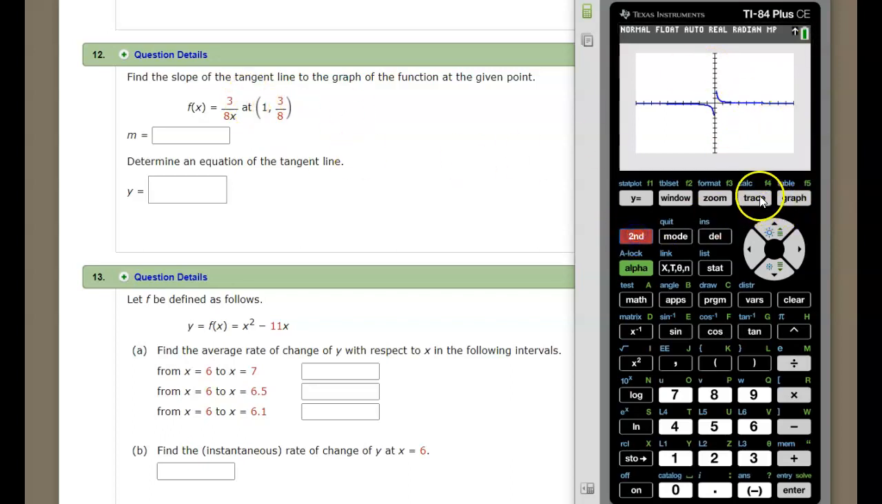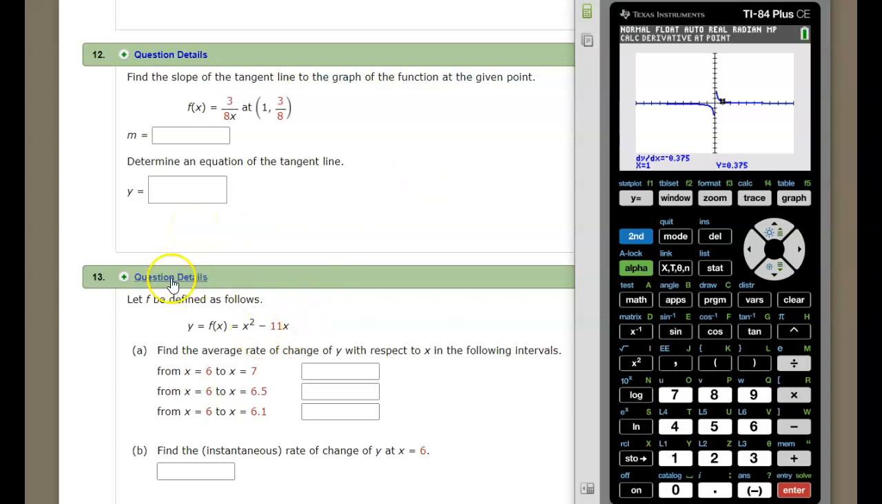So that's second, calc, 6, 1, enter. These are really fast. The slope is negative 0.375. And then you use the same procedure that we did last time, with y minus y1, to get this.